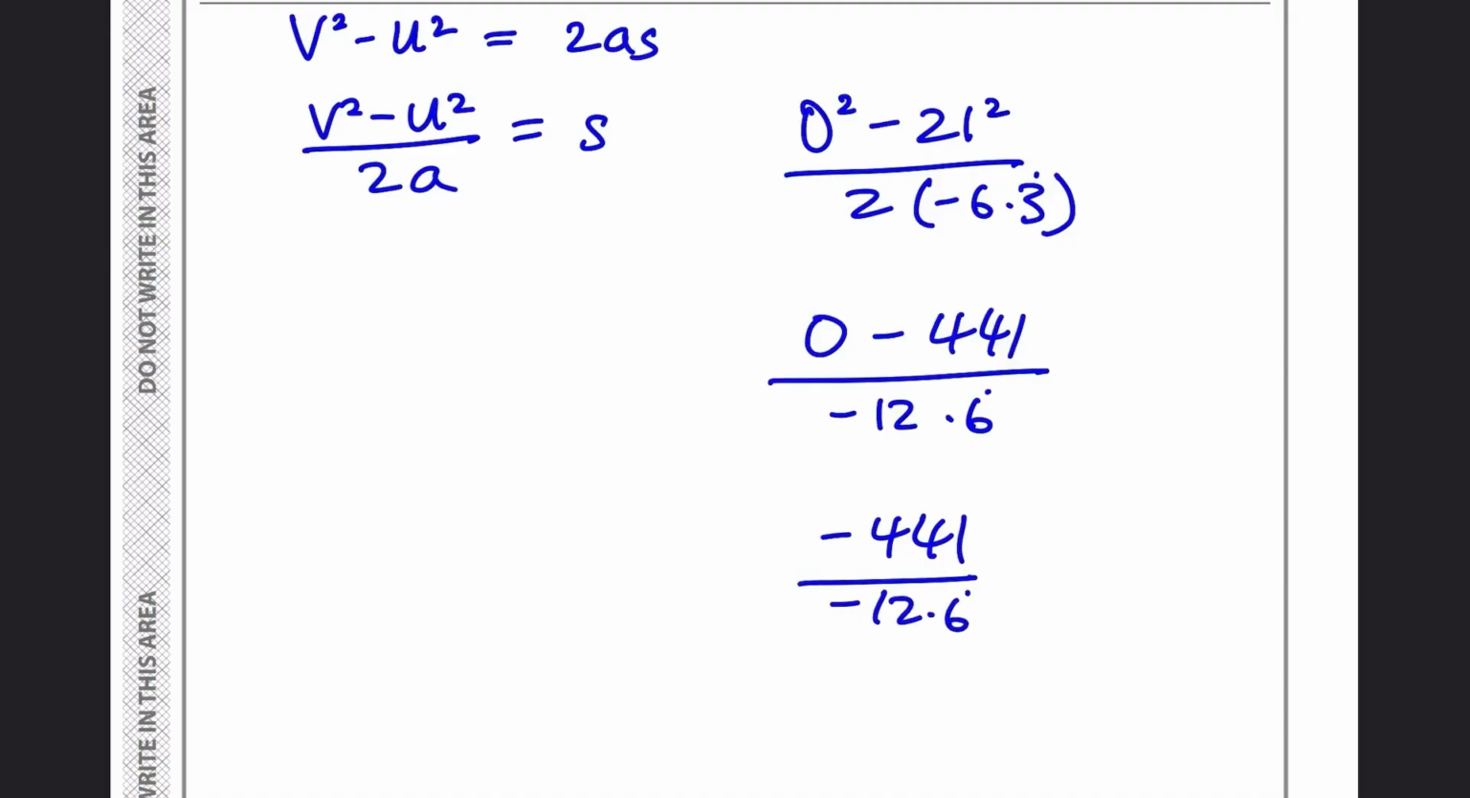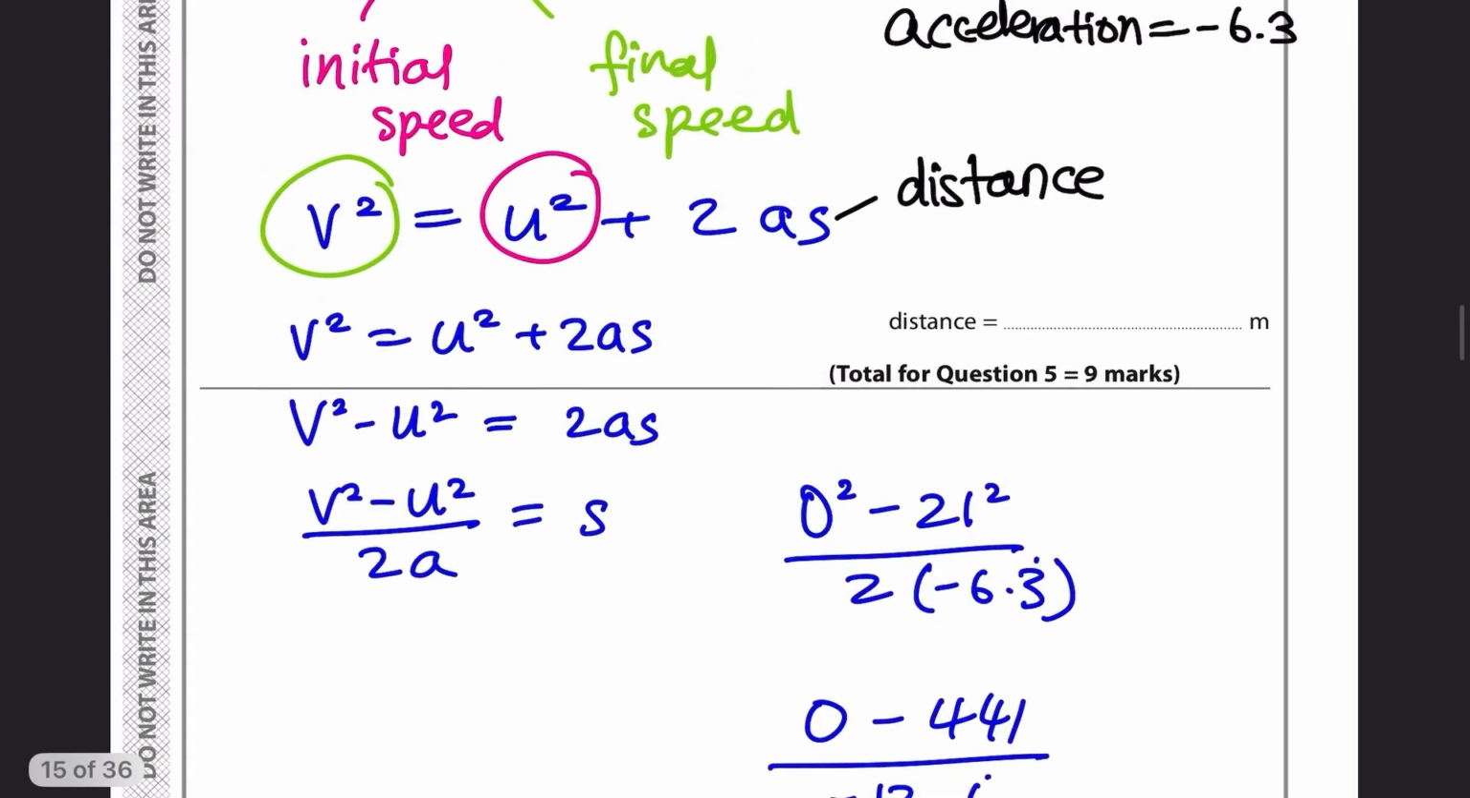If you did that on your calculator, you should get 35. Did you get 35? I got 35. And you see how here the two negatives cancel out, right? To get 35. So 35 is our answer.